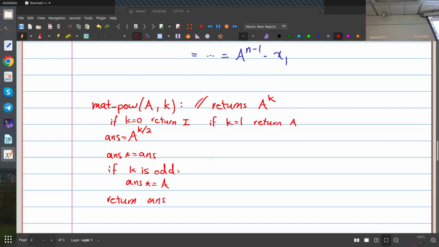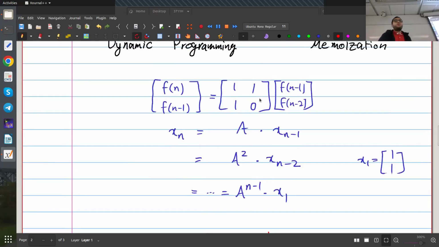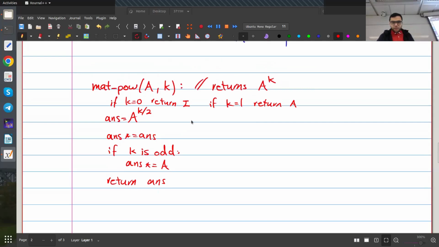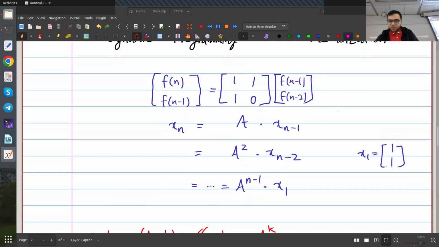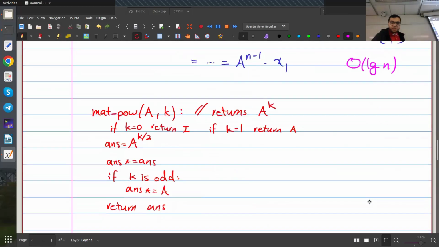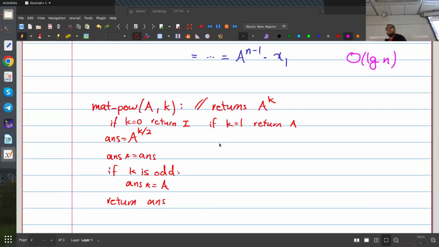Now, this one is going to do basically log K matrix multiplications, but my matrix is 2 by 2. So every matrix multiplication here takes constant time because the size of my matrix is so small. It's a constant size matrix. So this whole thing is going to take log K time, and my K is n minus 1. So basically my total runtime is now O(log n), which is much better than the O(n) that I had before.